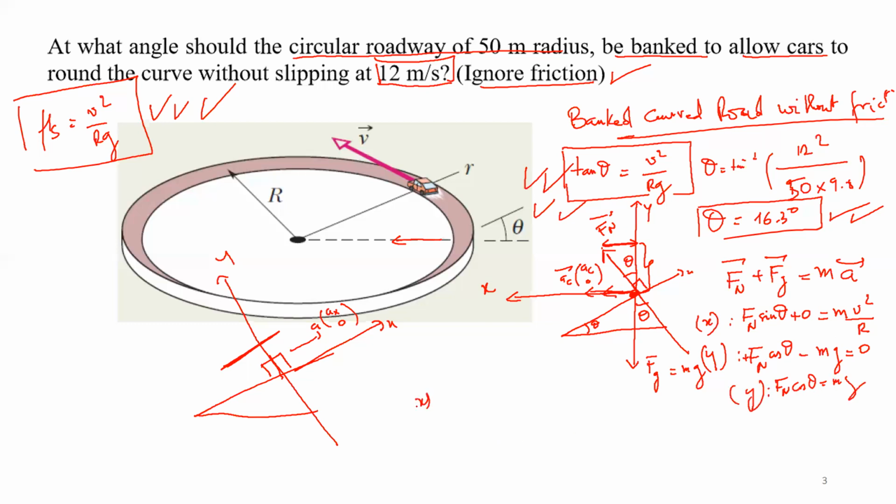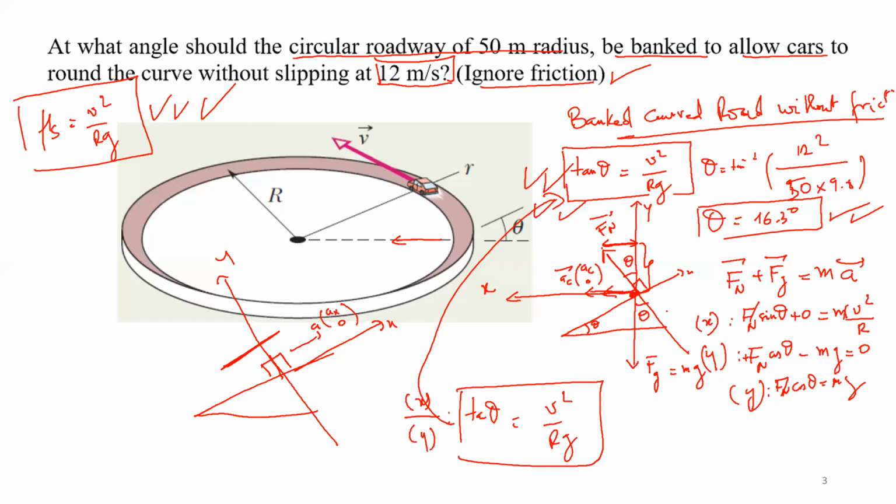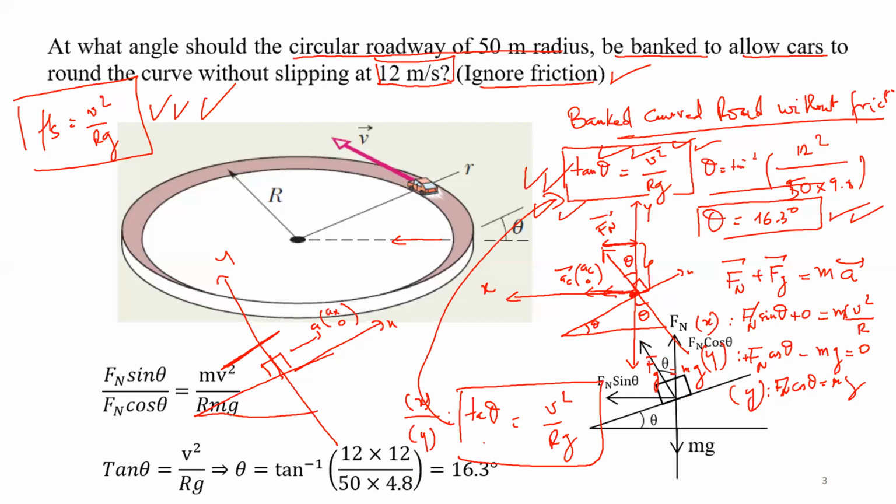Now let me take the ratio x divided by y. The x equation here divided by the y equation. So you see the Fn will simplify, and I will have sine divided by cosine, which is tangent theta. And here I will have mv squared over r divided by mg, the m will go away, and then I will have just v squared over rg, okay? Which is the formula that I used from the beginning, okay? So you can do this in less than 2 minutes, and you get your right answer, and that's it. If you remember the formula, you just plug in and you get your answer. And you get, of course, an angle of 16.3 degrees.